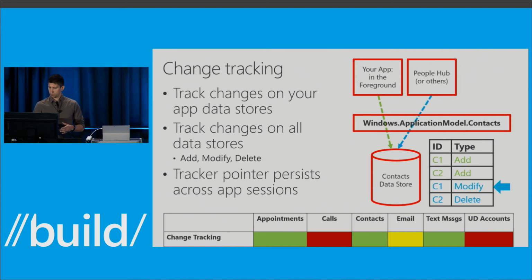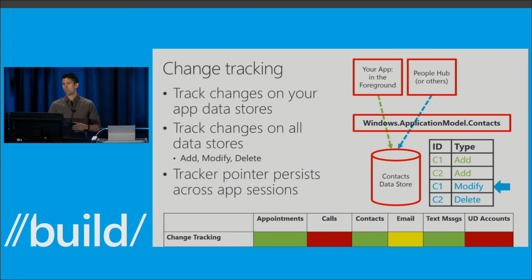But we're also able to have things like the People Hub write data into that particular contact list. So when the People Hub writes the data in, we keep track of those changes that have been made since you said you wanted to start tracking changes. And we keep that pointer for you. And we persist that pointer across sessions, across reboots. You don't have to worry about that. You say, hey, give me all the changes since I started change tracking, and then we'll return those to you.